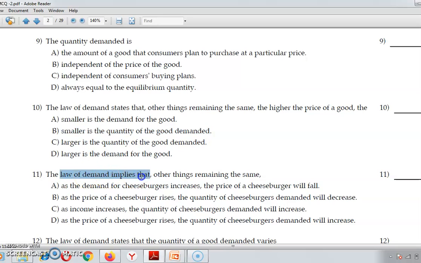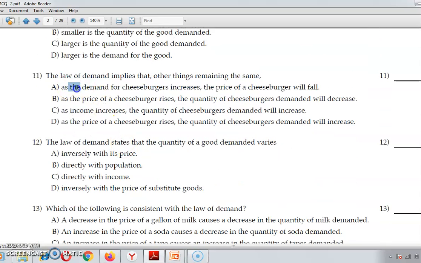अब आयो हाम्रो 11 नम्बर क्वेशन. The law of demand implies that other things remain the same, as the demand for cheeseburgers increases, the price of a cheeseburger will fall. As the price of a cheeseburger rises, the quantity of cheeseburgers demanded will decrease. As income increases, the quantity of cheeseburgers demanded will increase. As the price of cheeseburger rises, the quantity of cheeseburgers demanded will increase. हैन हामीलाई नियमले के भन्छ बी हो आन्सर. जसरी प्राइस राइज हुन्छ क्वान्टिटी अफ चीजबर्गर्स पनि के हुन्छ डिक्रिज हुन्छ घट्छ.